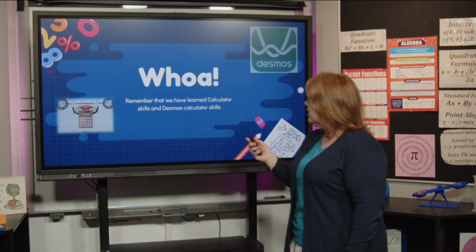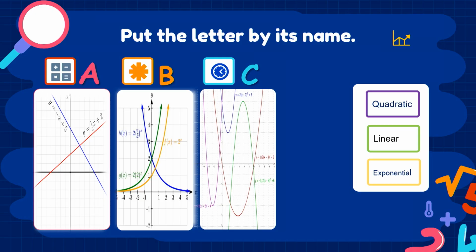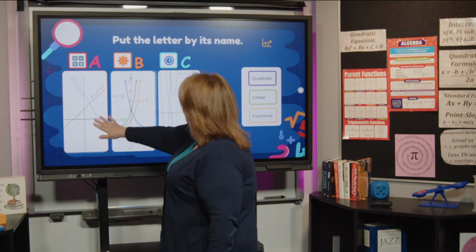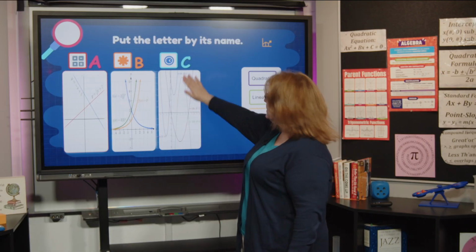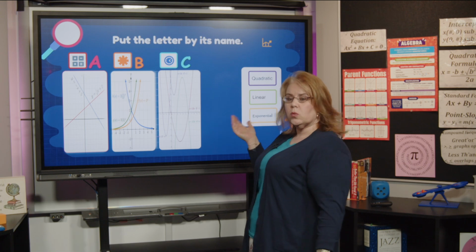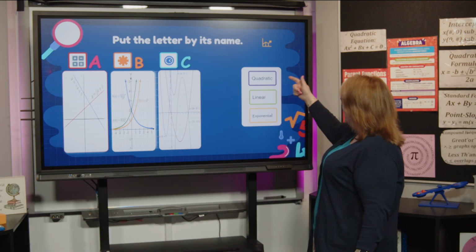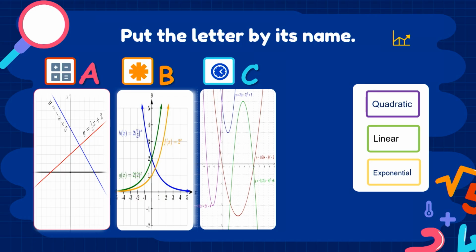Don't forget them. All right, so it says put the letter by each name, or by its name. So I've got a type of function here, a type of function here, and a type of function here. Well, which one is what? So we have a quadratic, we have a linear, and an exponential. I want you to take like 5 seconds, look at the video's screen, and tell yourself or tell your table partner what A is, what B is, what C is, and we'll see what we got.